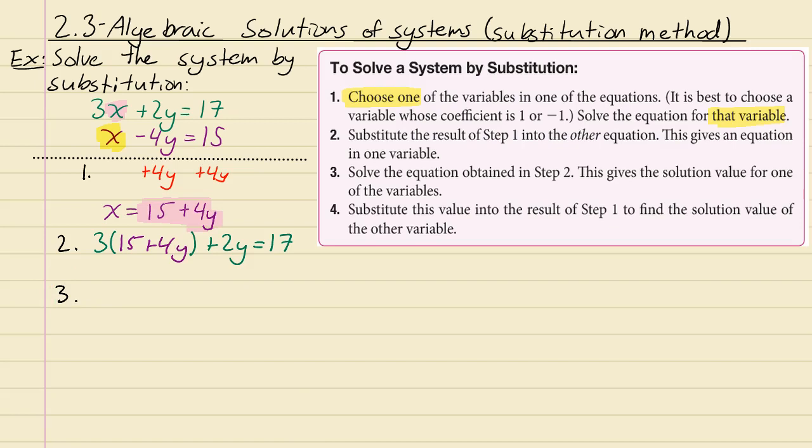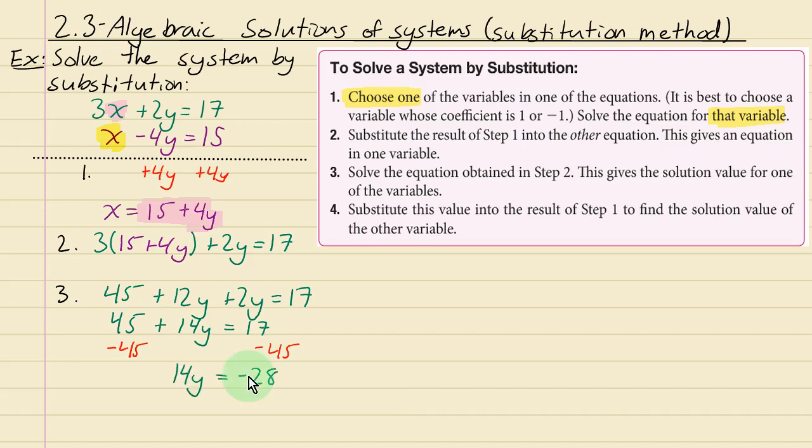I'm going to start by distributing the 3 into this. So 3 times 15 is 45. 3 times 4y becomes 12y. And it looks like that now. We can combine the 12y plus 2y into 14y. Then we can subtract 45 from both sides of the equation. And that'll give you 14y equals negative 28. And then when you divide both sides by 14, that gives you y equals negative 2. Okay, so that was step 3.